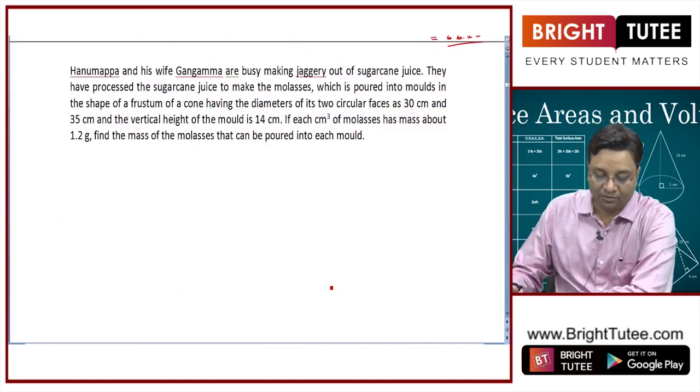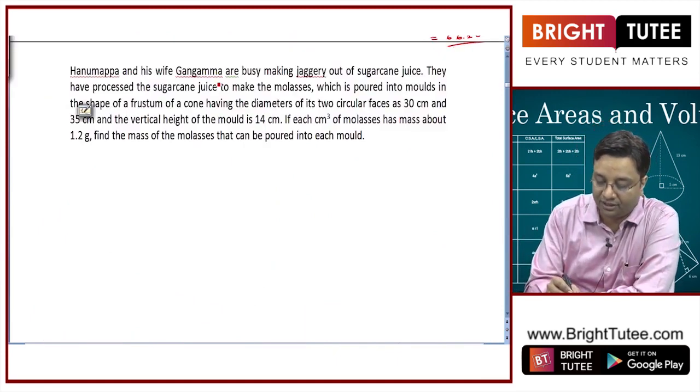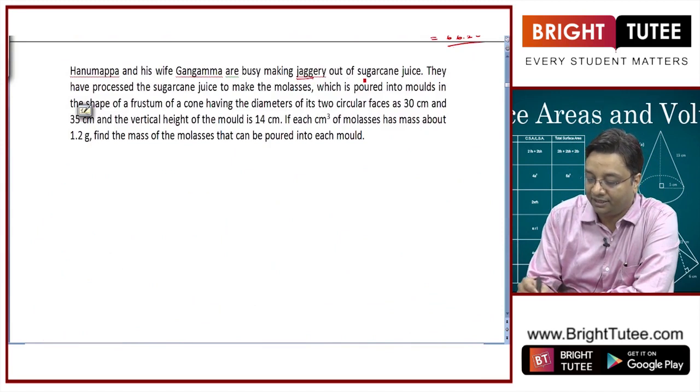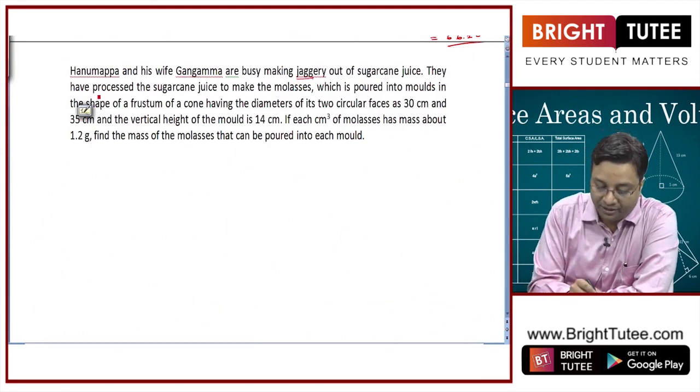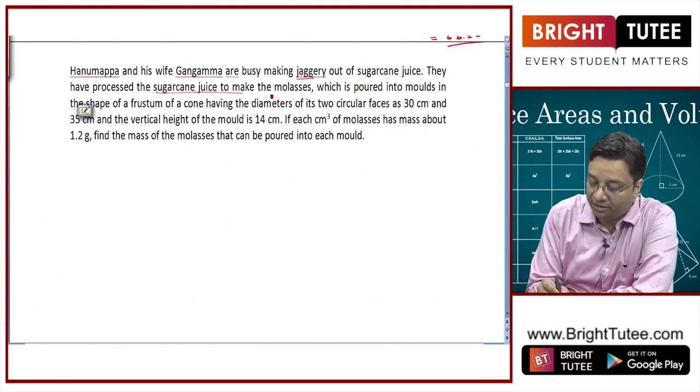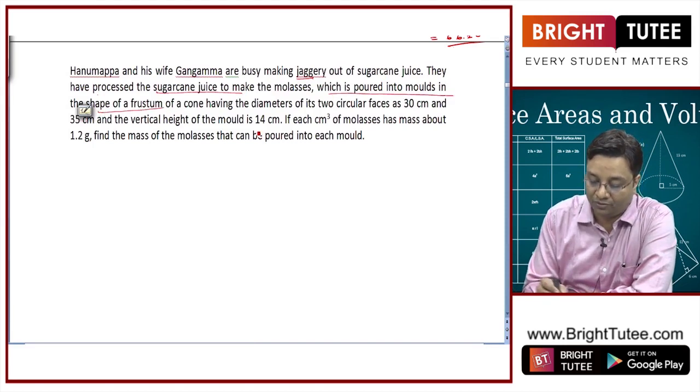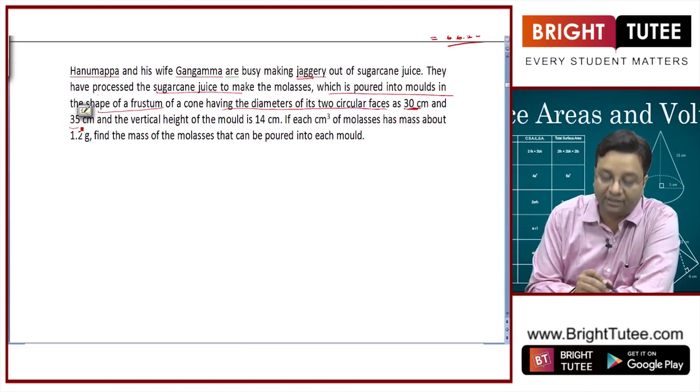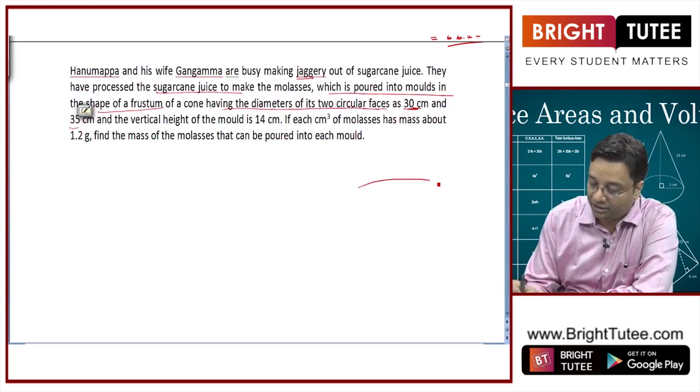So now these two fellows, Hanumappa and his wife Gangamma, are busy making jaggery out of sugarcane juice. They have processed the sugarcane juice to make the molasses, which is poured into molds in the shape of frustum of cone, having diameters of two circular faces as 30 centimeter and 35 centimeters. So this kind of mold is there.